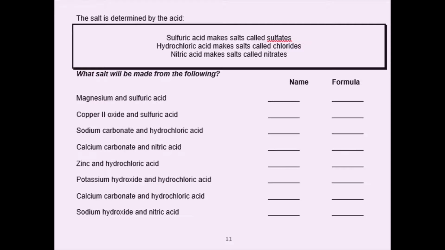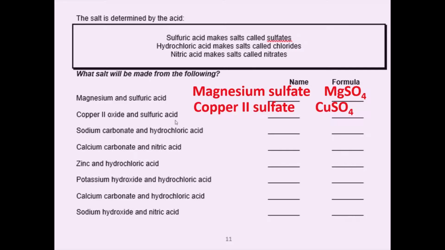Okay, so going over the answers. Magnesium and sulfuric acid should be magnesium sulfate, Mg+2, SO4-2, MgSO4. Copper(II) oxide and sulfuric acid would give us copper(II) sulfate, Cu+2, SO4-2, so CuSO4.